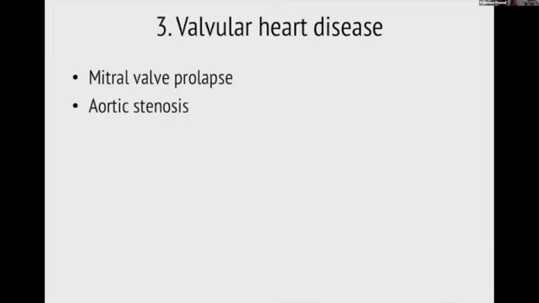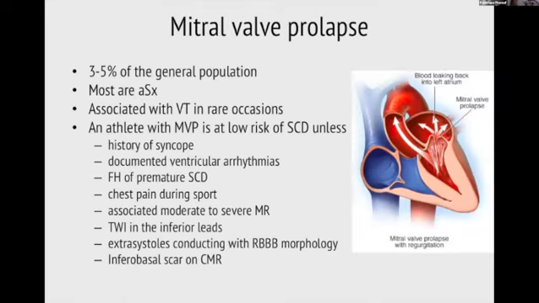Valvular heart disease. So first, mitral valve prolapse. It's the commonest congenital valvular disorder that affects 3 to 5% of the general population. Most are asymptomatic, but in rare instances, it can be associated with VT. So autopsy studies showed that there is scarring in the posterior papillary muscle and the infrabasal left ventricular wall, which suggests that the stretching forces from the flail leaflet may be the potential trigger for arrhythmias.